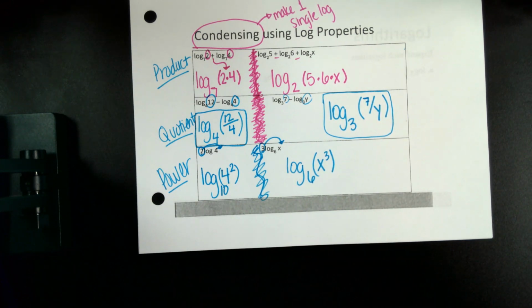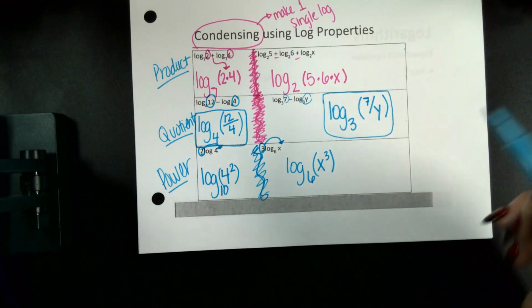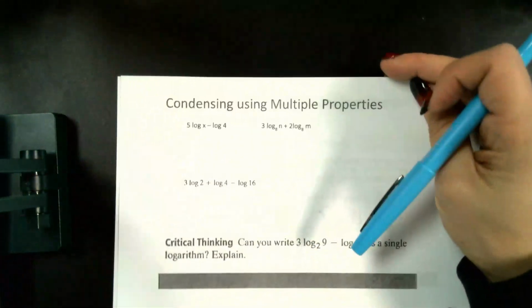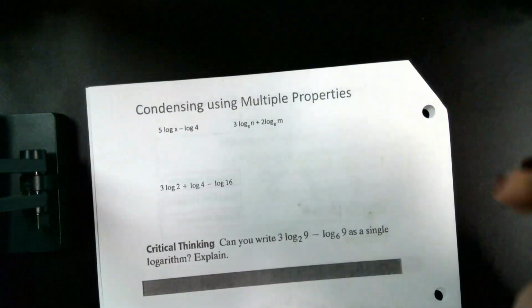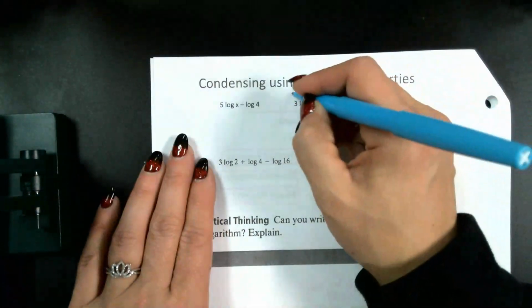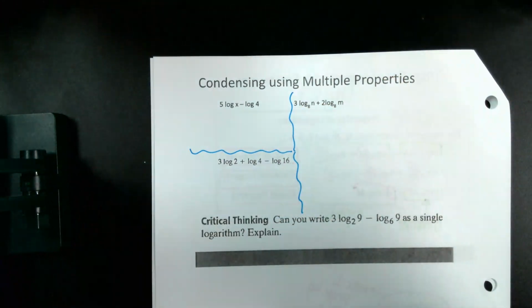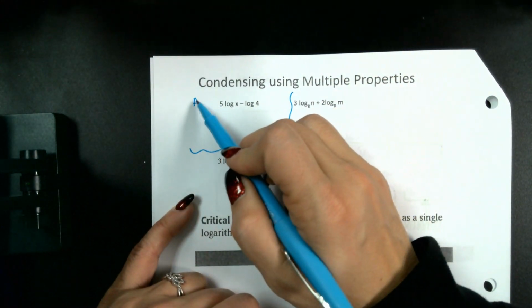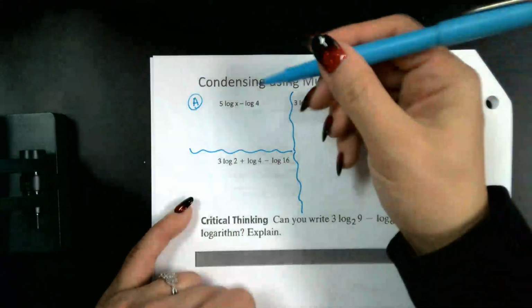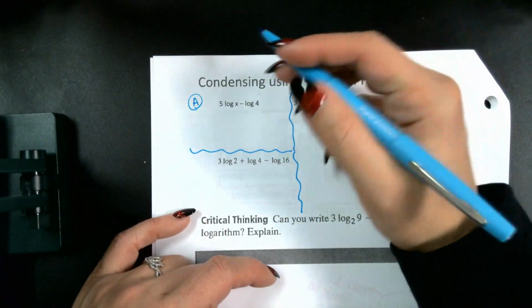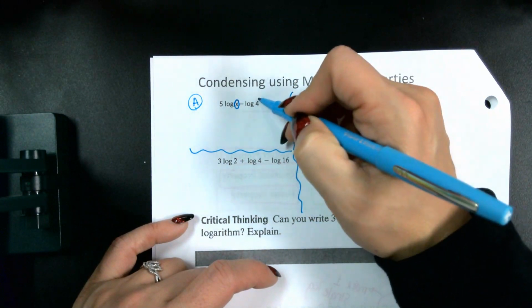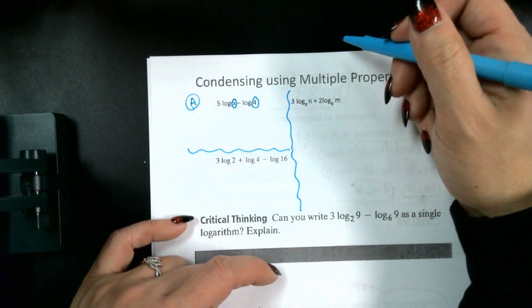So now that's one single property. Okay, so when you guys turn the page, we're gonna do some more condensing, but there are going to be multiple properties within each problem. Okay, so if you guys look at, I'm going to try to break this apart here so we've got some room. This first example, we have subtraction, which means this will be divided by this, right?